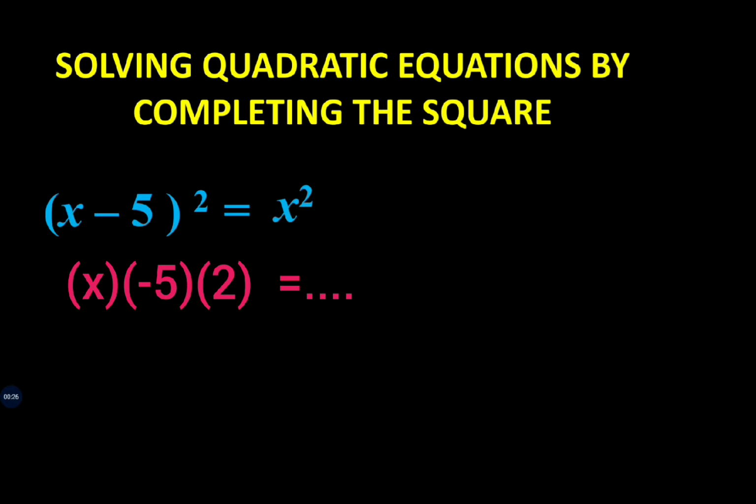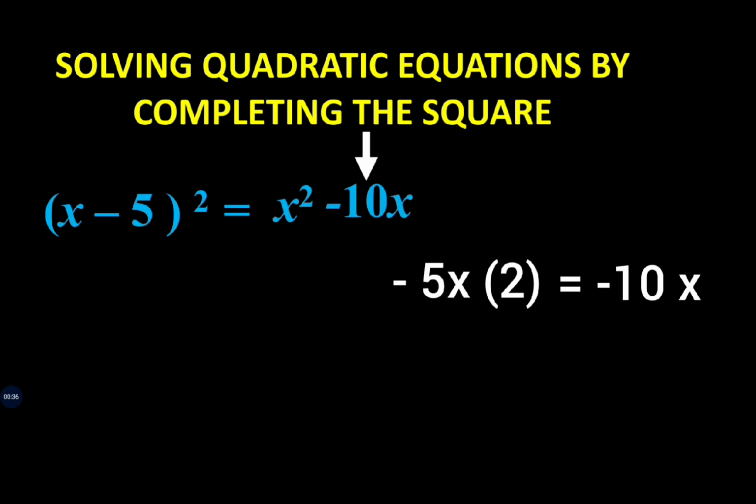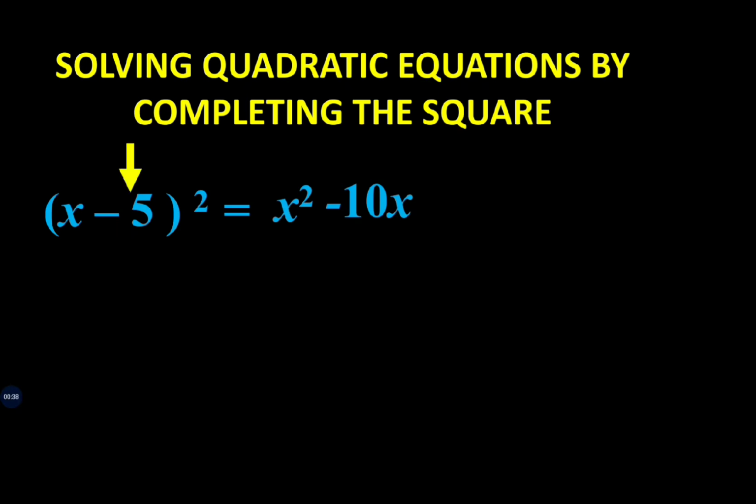So x times minus 5 becomes minus 5x. Multiply that by 2, minus 10x. Then go to the last term, negative 5. Negative 5 times negative 5, a positive 25.